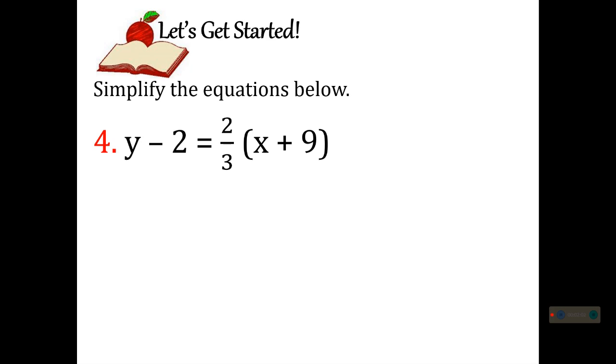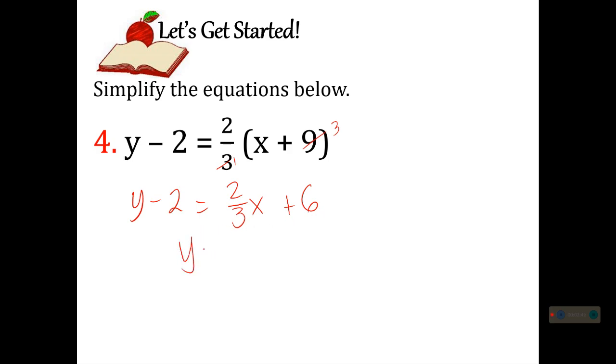Okay? Number 4, we have y minus 2 equals, wow, it's a fraction, 2 over 3 times x plus 9. So it's still the distributive property and the addition property. So we have here y minus 2 equals, using the distributive property, 2 over 3x plus 2 over 3 times 9. You may simplify this first. The common factor is 3, so we have here 1 and this will become 3, so that you will have 2 times 3 is 6. Or you may also have 2 over 3 times 9, so 2 times 9 is 18 divided by 3 is still 6. So they are just the same.